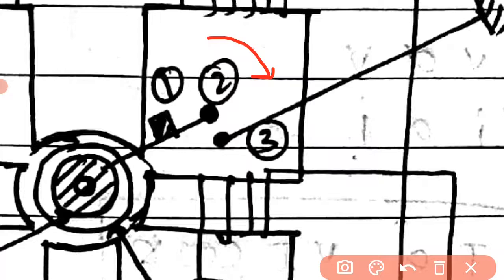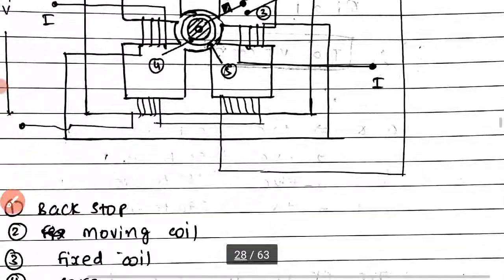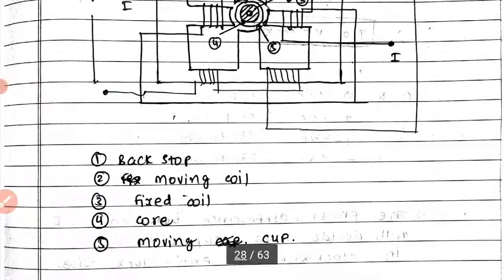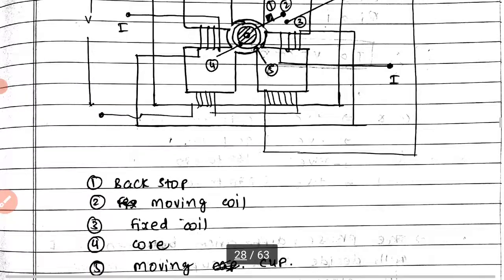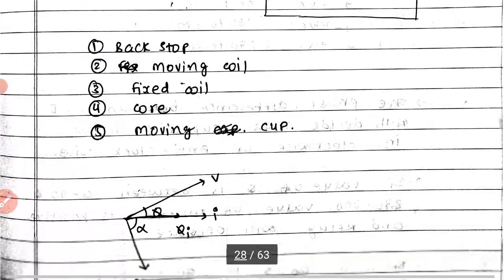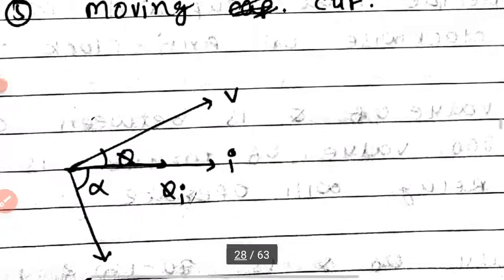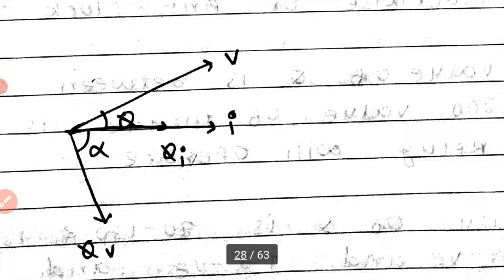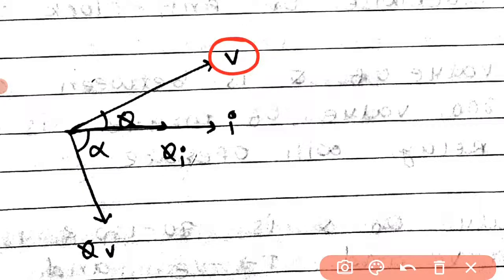So we have only two chances. What are the two chances? Voltage and current both positive, or voltage and current both negative, then our moving contact will rotate in the clockwise direction. As we discussed, one is the backstop, 2 is the moving contact, third is the fixed contact, fourth is the core and fifth is the moving cup. This is the vector diagram of the induction cup relay. This is the voltage and this is the current.